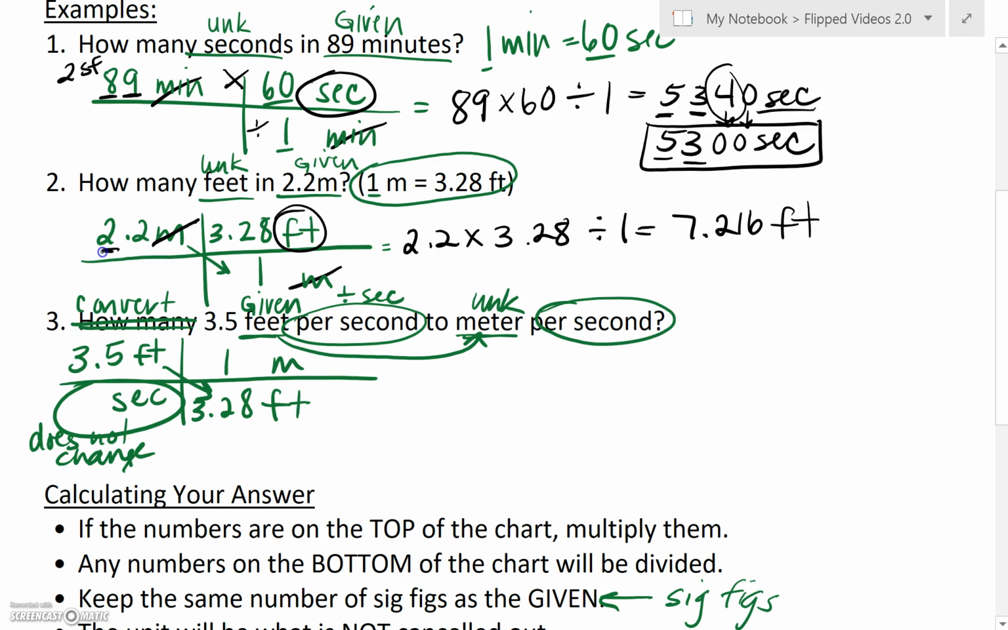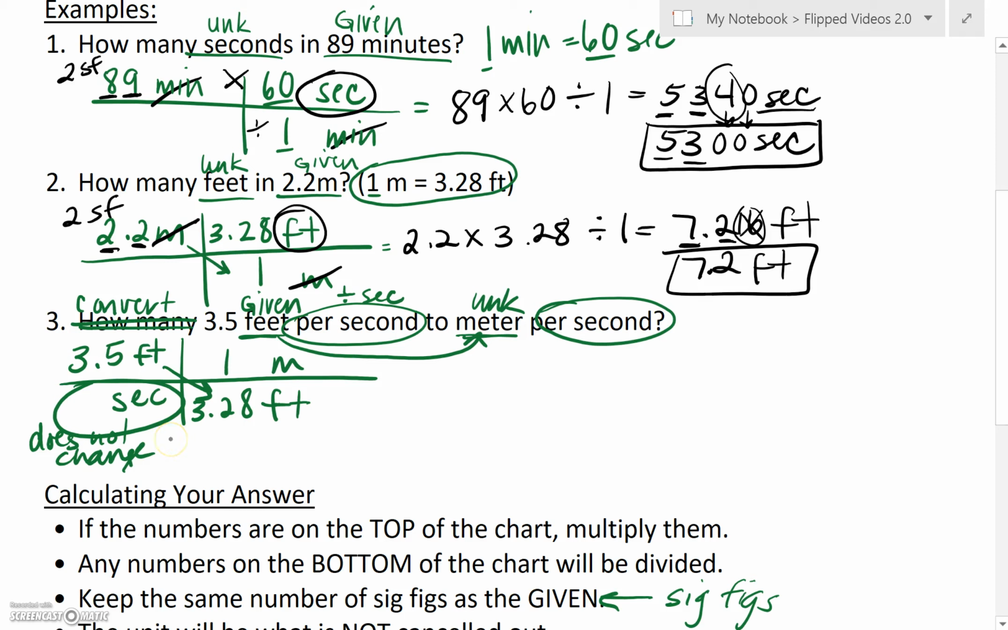Over here, 2.2 is 2 sig figs. So that means I only want to keep 2 here. So 7.2. If I write 7.2, you see how it's still the same value, meaning this is still in the ones place, that's still in the tenths place. I do not need to turn these into zeros, so do not do that. I'm just going to take the 1 and 6 off, and what's left is 7.2 feet. Now let's go ahead and try this one.